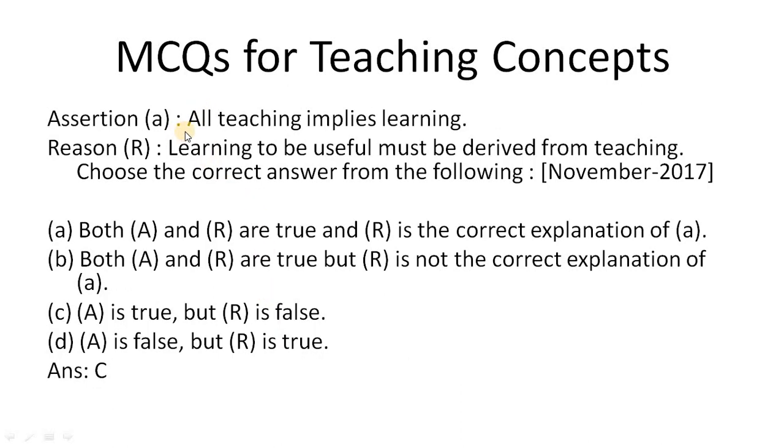Now another reason: all teaching implies learning. We know that all teaching implies learning, it is very correct. Another reason: learning to be useful must be derived from teaching. Okay, the previous question is also like this question. So the word "must" is giving us a negative meaning here. Learning must not be derived from teaching. Learning can also be derived from teaching. We know that. So the word "must" is not necessary over here. That's why option C will be the correct answer.